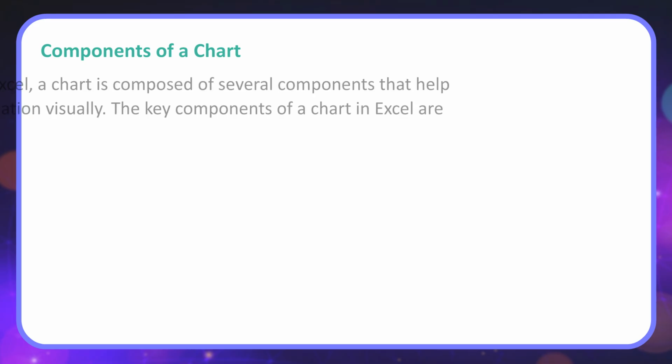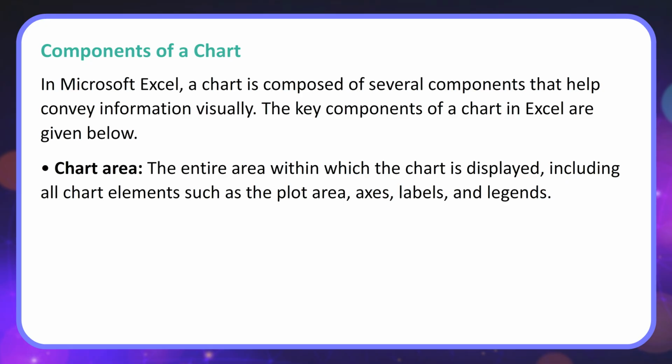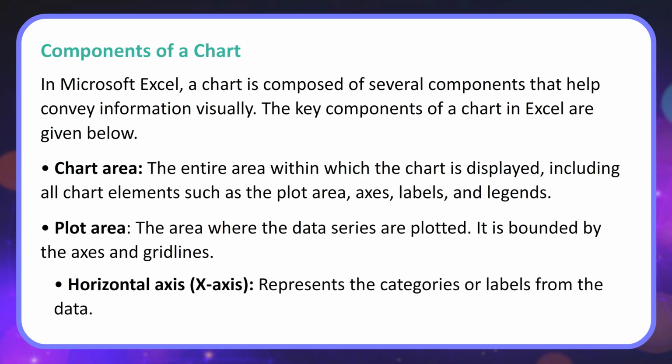Components of a chart. In Microsoft Excel, a chart is composed of several components that help convey information visually. The key components of a chart in Excel are given below. Chart area, the entire area within which the chart is displayed, including all chart elements such as the plot area, axes, labels, and legends. Plot area, the area where the data series are plotted. It is bounded by the axes and grid lines.